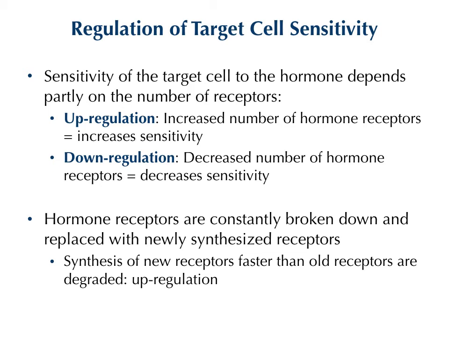If the synthesis of new receptors occurs faster than the degradation of old receptors, the target cell will have more receptors and thus be more sensitive to the hormone. This phenomenon is called upregulation because the number of receptors goes up. Conversely, we can also talk about downregulation, in which the number of receptors goes down. This would be when the rate of receptor degradation exceeds the rate of receptor synthesis.